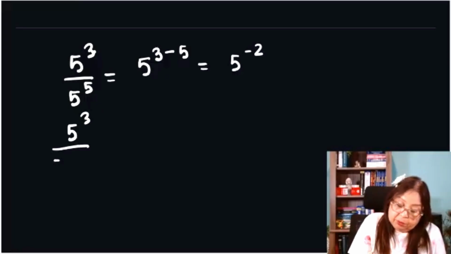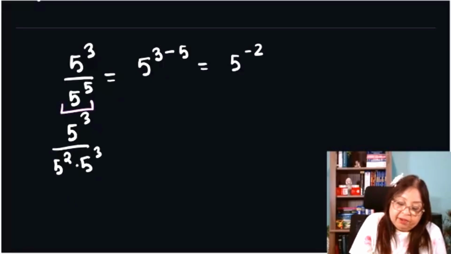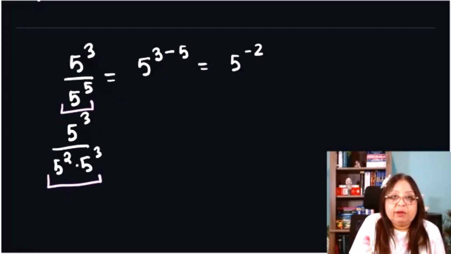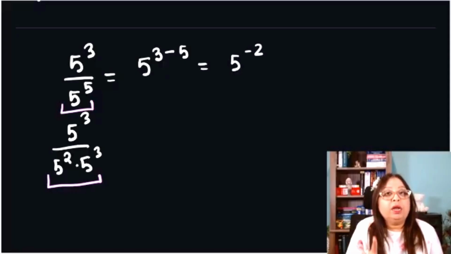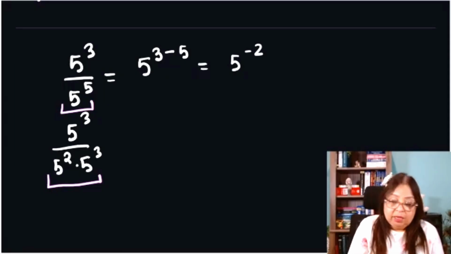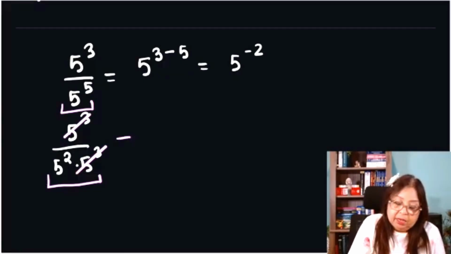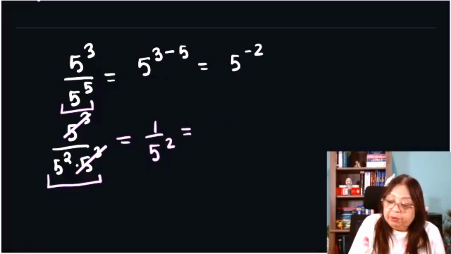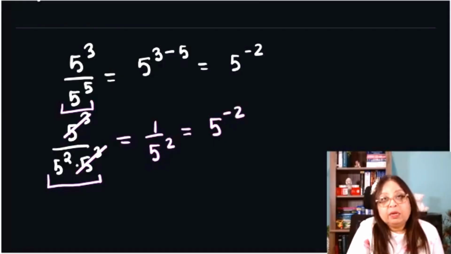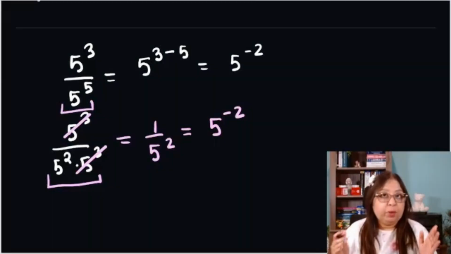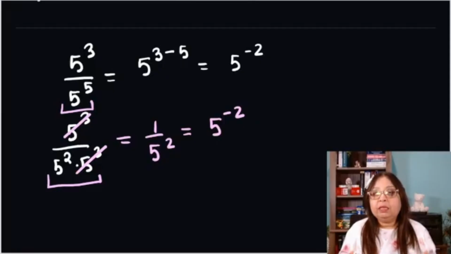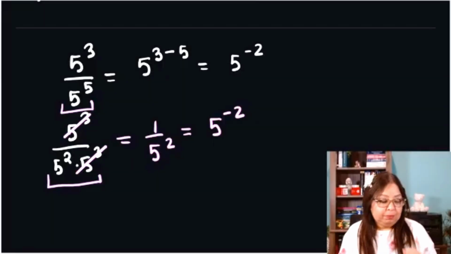It can be written as 5 to the power 3 over 5 to the power 2 times 5 to the power 3. How so? This 5 to the power 5 can be written as 5 to the power 2 times 5 to the power 3, using the product rule when the base is same. Now this 5 to the power 3 at the top cancels out this 5 to the power 3 at the bottom. And you're left with 1 over 5 to the power 2, which can be written as 5 to the power minus 2. Simple. Now pay attention. Here when we're finding the quotient, the base is same.